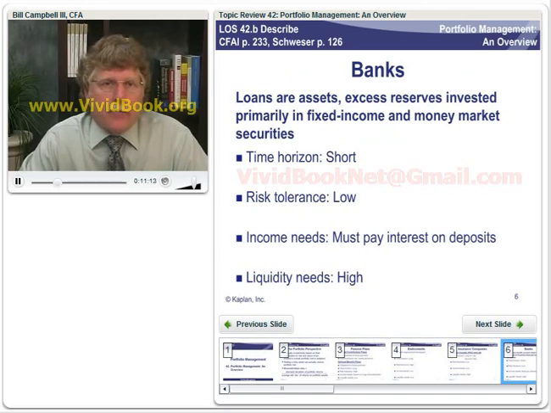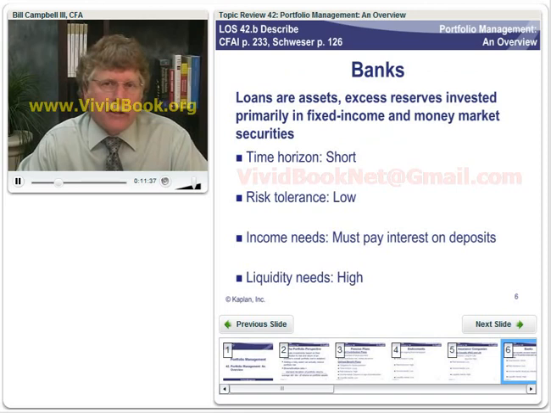Banks. Banks typically have two kinds of assets. They have loans. They get deposits from their depositors, take that money and lend it out. So those loans are assets on their books. But they can't lend out 100% of their money. Of course, you know that there are reserve requirements. So whatever the excess reserves are that they keep, those are assets as well.